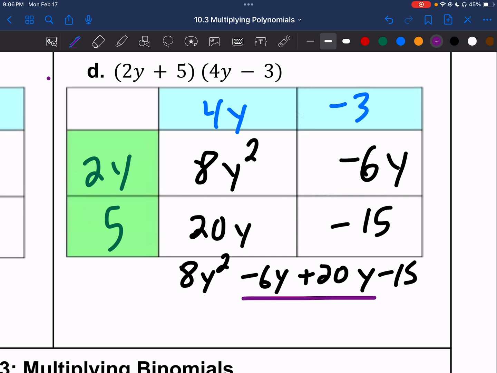Combine like terms in the middle. 8y squared plus 14y minus 15. And that's our answer.